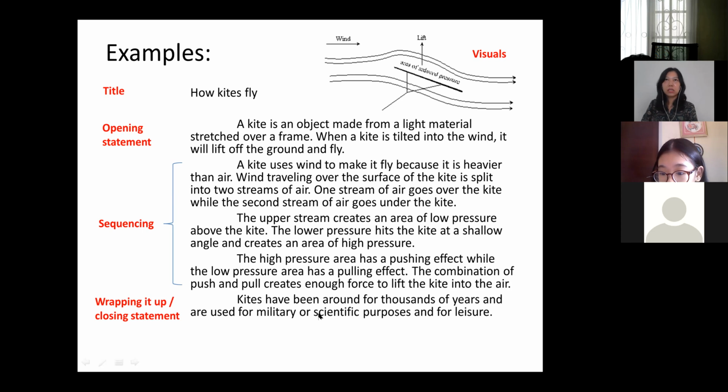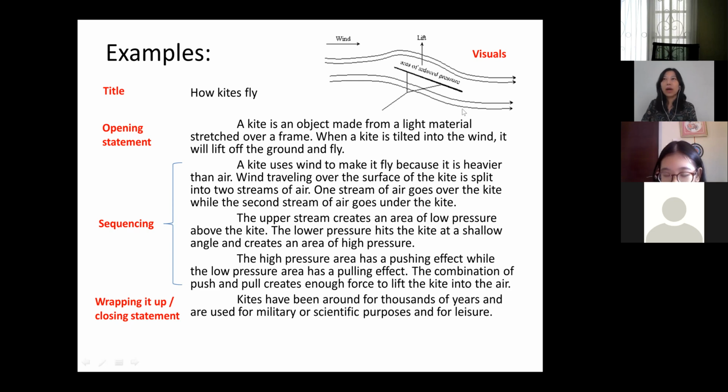So children, this is what I want from you. I want a title, I want an opening statement or opening paragraph, and then there must be sequencing, or paragraphs that explain. All right? And here you need to use connectives. That's how you do sequencing. You need to use connectives. And then you have a closing statement.